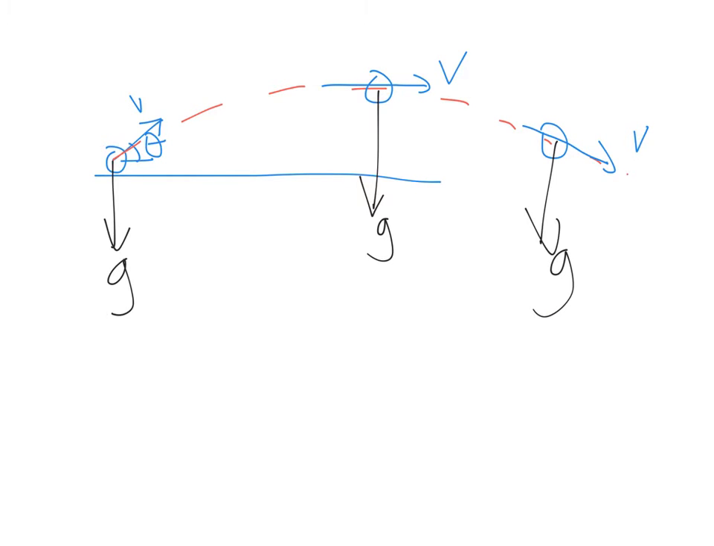To get a circular motion, for example, let's say you have a string, you tie a stone to the string and then it moves in a circle.